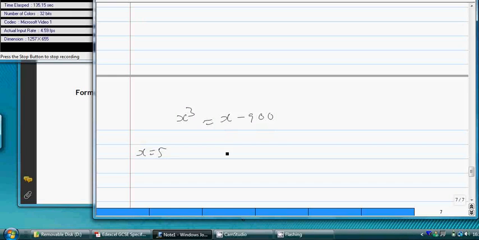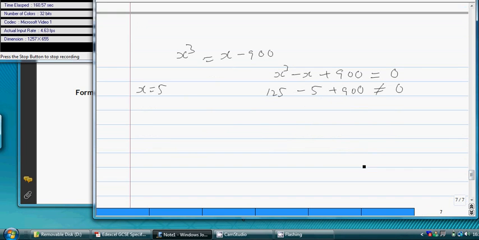Now I think first of all I'd rearrange that. So I would get x cubed minus x plus 900 has got to equal 0. That's the object of the exercise. When x is 5, we'll have 125 minus 5 plus 900, which is clearly nowhere near 0. So what would we try? 9. Okay, we could try 9. So x is equal to 9. So that would be 9 cubed minus 9 plus 900.